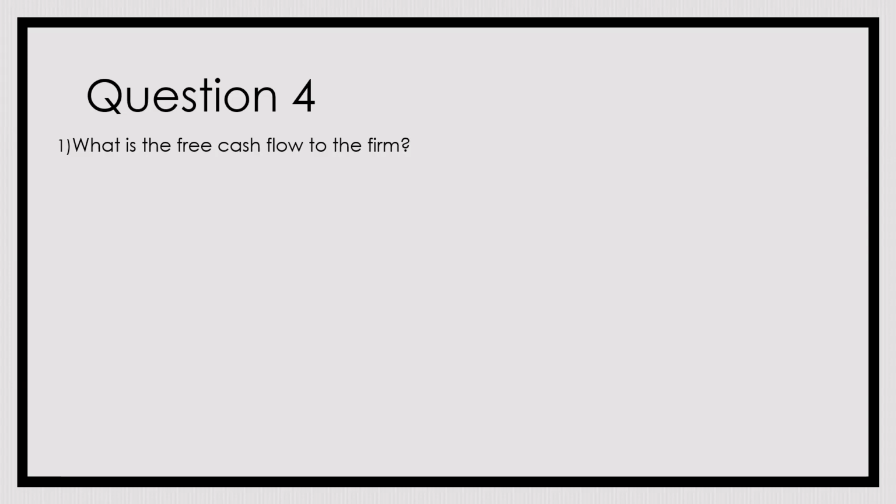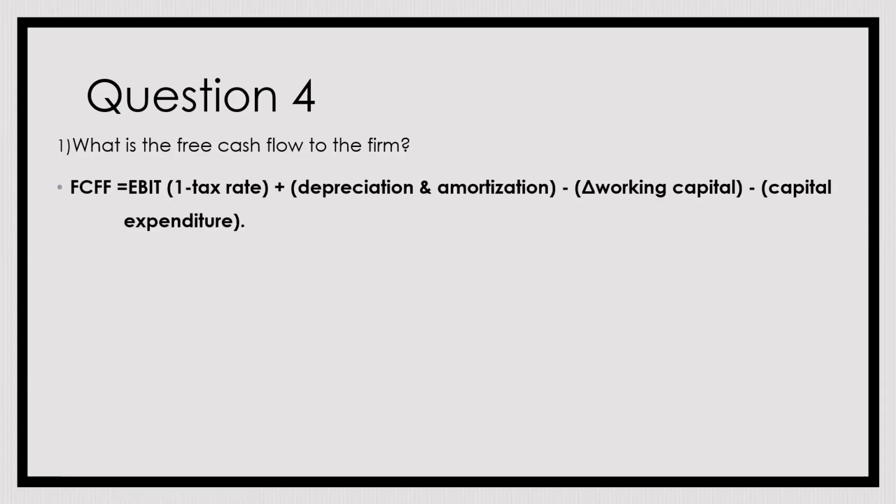Actually, this free cash flow can be calculated in 2 ways. Right? So here it is focusing on the firm. So the formula to calculate the free cash flow to the firm is, first we have to take the EBIT. What is EBIT? EBIT is the earnings before interest and tax. For that one, we have to apply the tax portion.